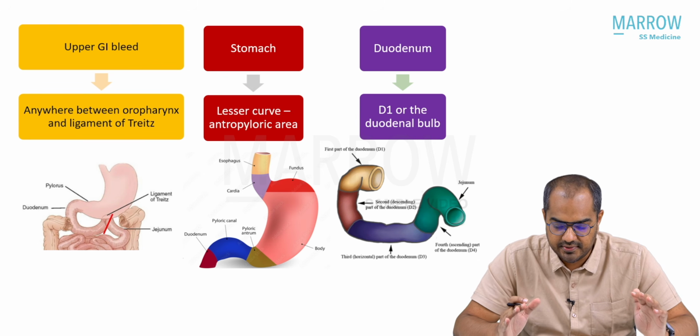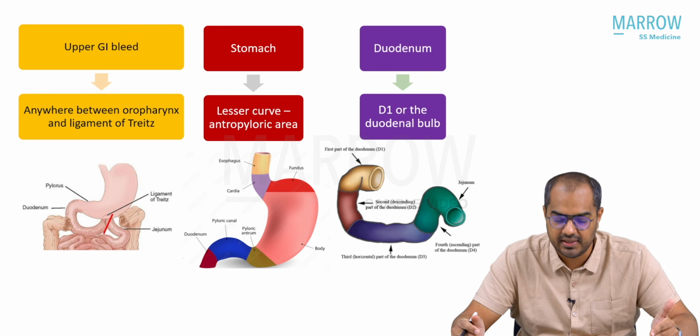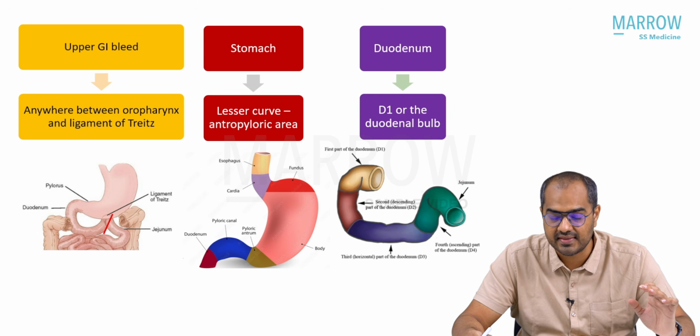So the anatomical considerations are, first thing you should know is what is an upper GI bleed. An upper GI bleed is a bleed that arises from anywhere between the oropharynx and the ligament of Treitz.